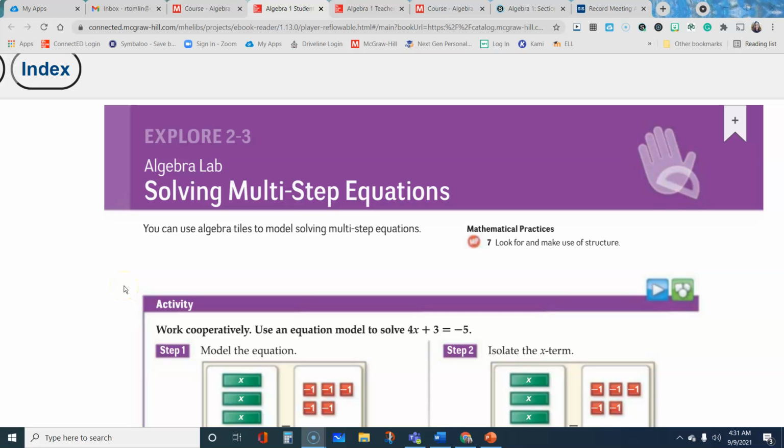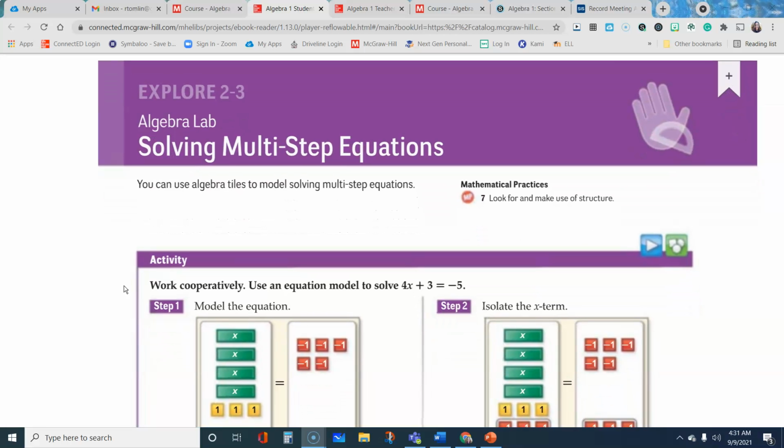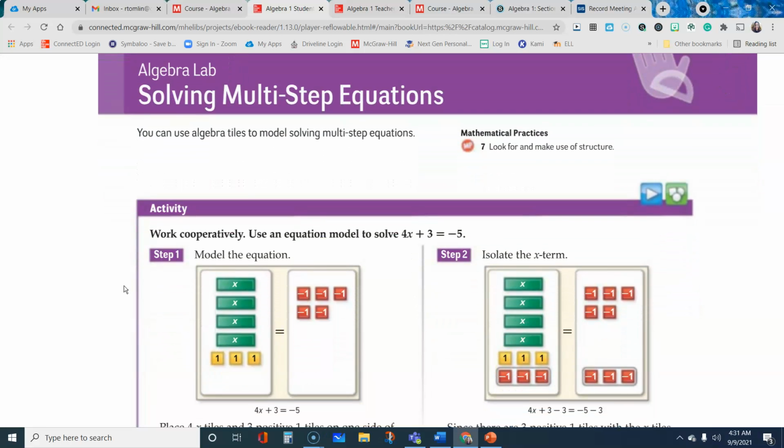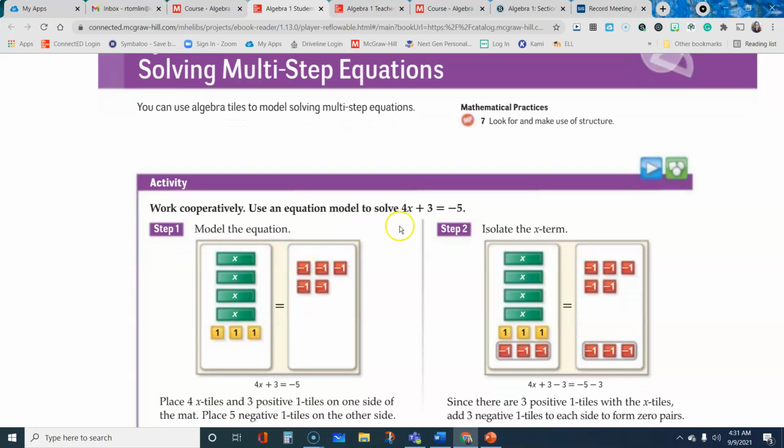Today we're going to be solving multi-step equations. The algebra tiles are in the front of the room if you want to try some of these. Okay, we're going to go over this first one: 4x plus 3 equals negative 5.